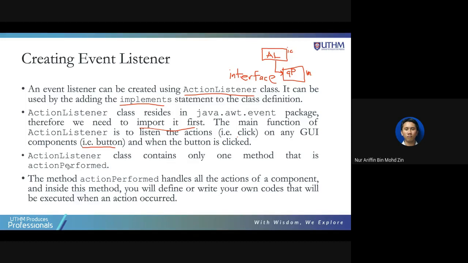So in your code you need to name it as it is, which is actionPerformed. You cannot write a different name. You must write exactly like this, actionPerformed. What you need to do is just override the content of the method. The name still remains, but the content of the method you need to define yourself. You need to write your own code that will be executed when an action is performed, based on whatever process that you want to do.